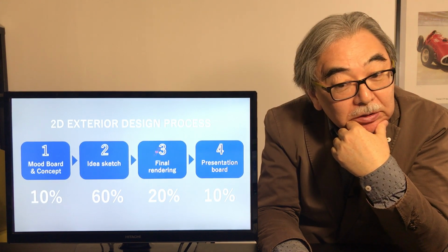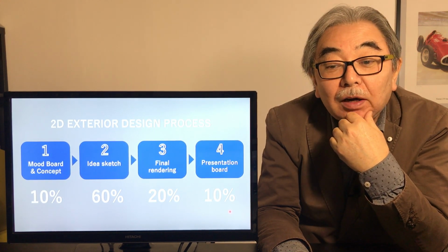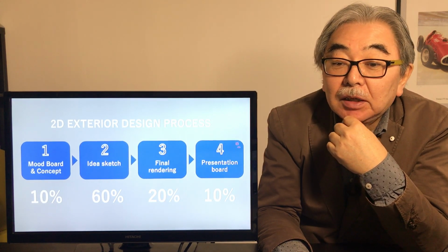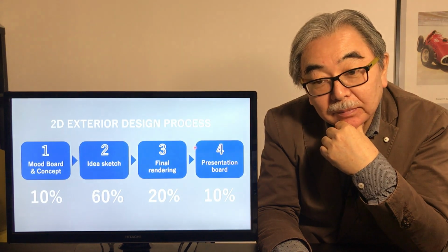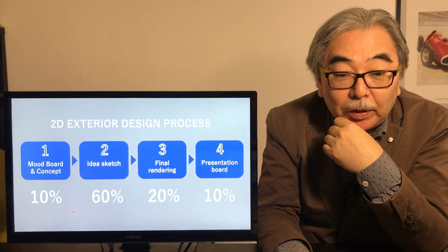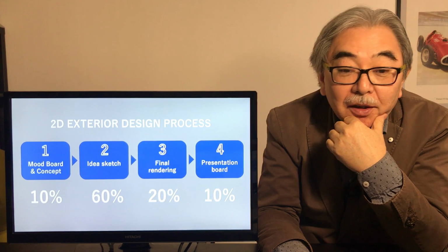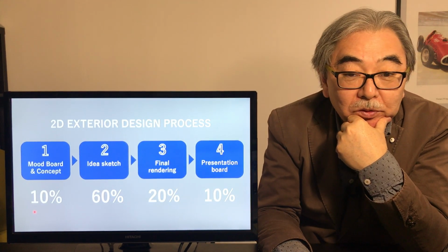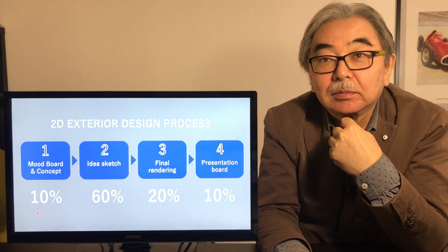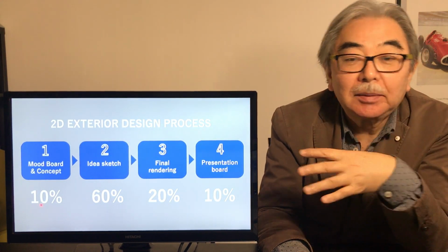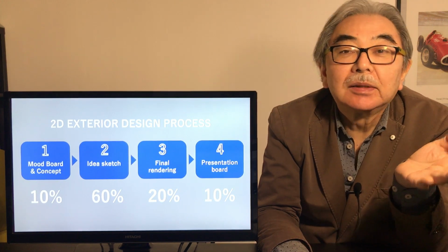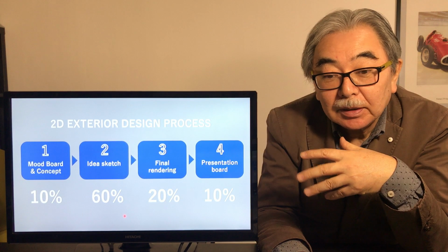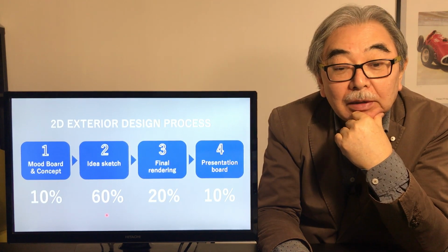And for the final rendering I would take 2 days, and for the final presentation board and preparation I would give 1 day. The weight distribution is something like this. This is what I would do. So if it's 2 months long or 3 months long, you can decide how many days it's supposed to be, right?